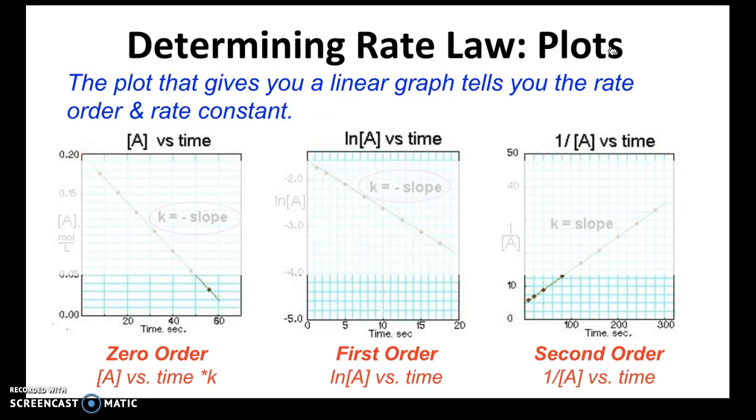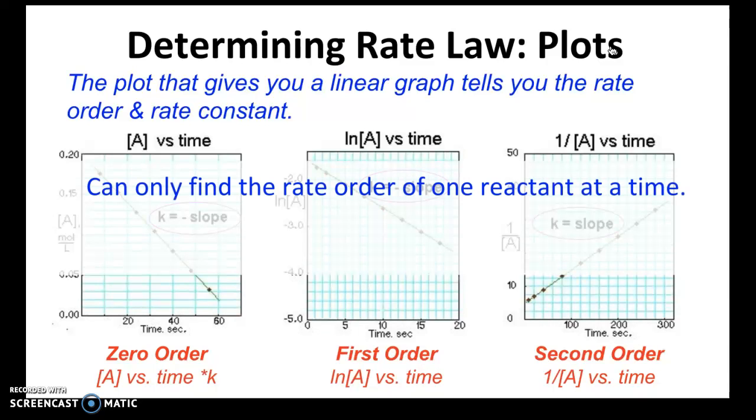k is equal to the negative slope. And then finally, if 1 over concentration of A versus time gives you a linear graph with a positive slope, then you know it's second order with respect to A, and k is equal to the slope. So one thing to note is that you can only find the rate order of the reaction of one reactant at a time.